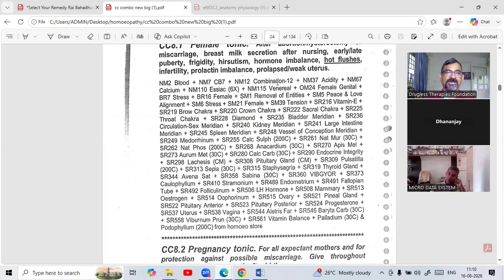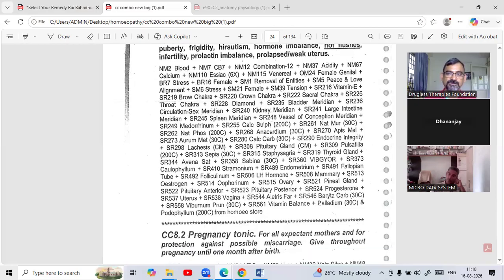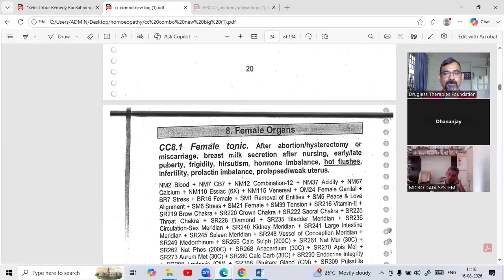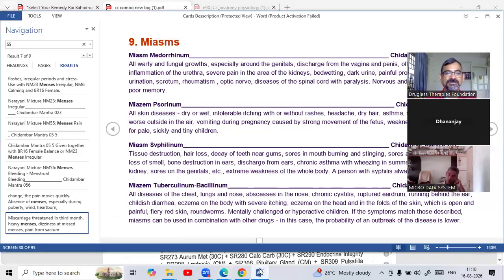You see the combinations, as I told you, what all things we can give. Combination 12, mixture number 63. So like that, female genitals and venereal mix in case of that. So you can individually also think by going through these remedies and useful combinations.